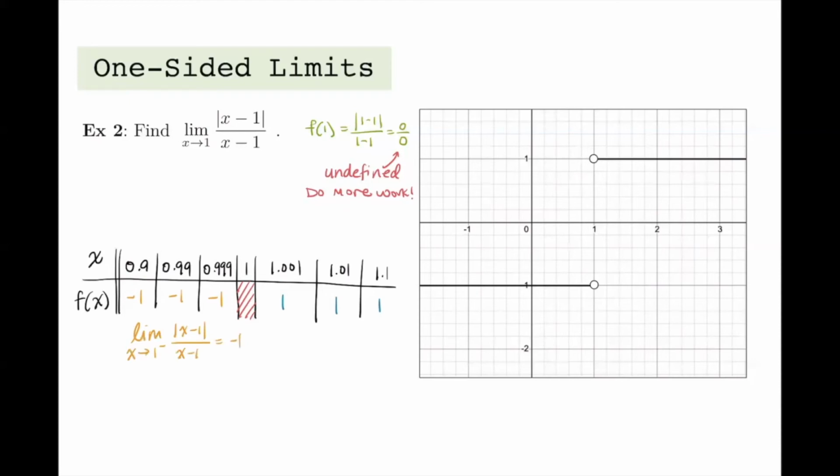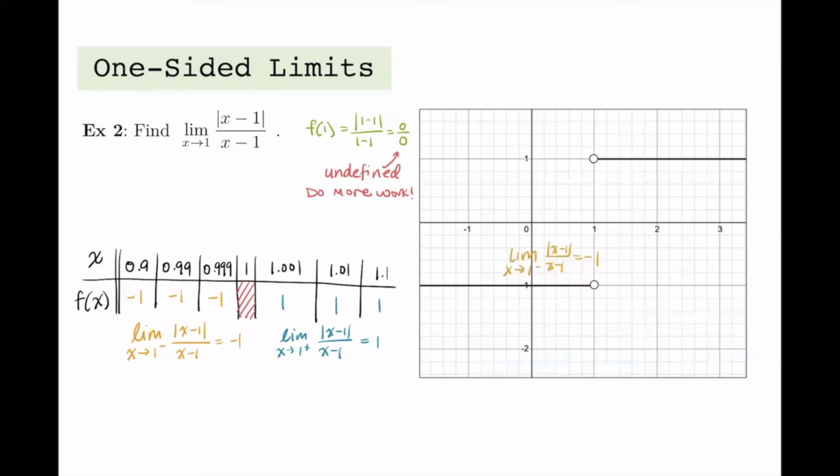On the other side, as you approach 1 from the right, we again have this constant behavior where we just have 1, 1, 1 all the time. If we get closer to this one, then we'll have another 1 here. So when that's the case, the limit as x approaches 1 from the right-hand side of the absolute value of x minus 1 divided by x minus 1 is now +1. We can see this in the graph because if we approach x equals 1 from the left-hand side, our y values are down here at -1.